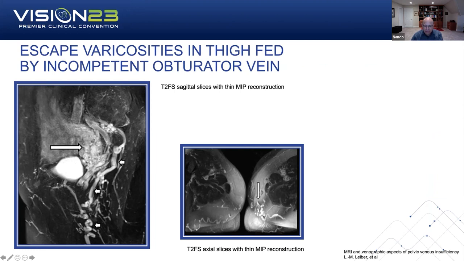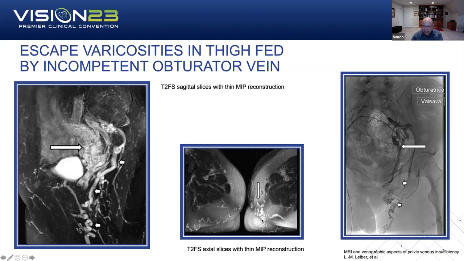This axial image again demonstrates the varicosities in the medial left leg. Selective angiogram of the obturator vein during Valsalva maneuver shows contrast flow down this large draining vein and draining into the leg. This is the SVP classification that I will let you go through.